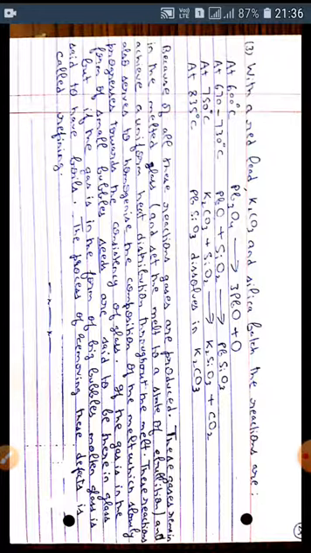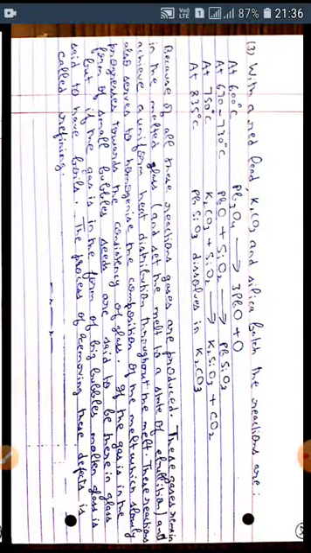So these were the reactions taking place in the furnace during the manufacturing of glass.